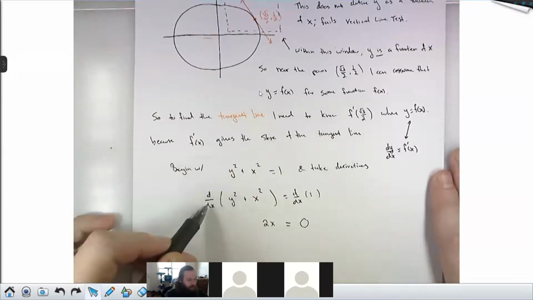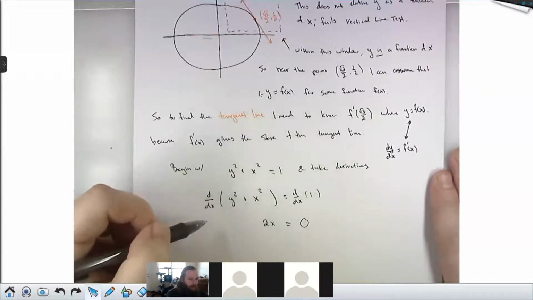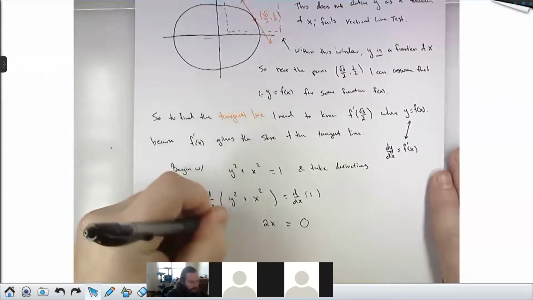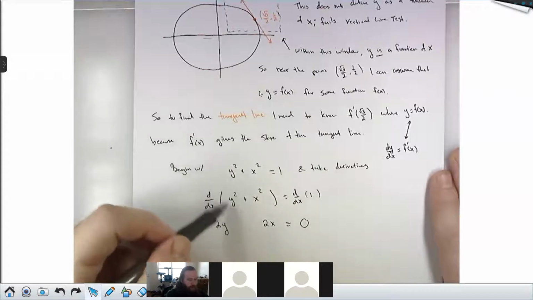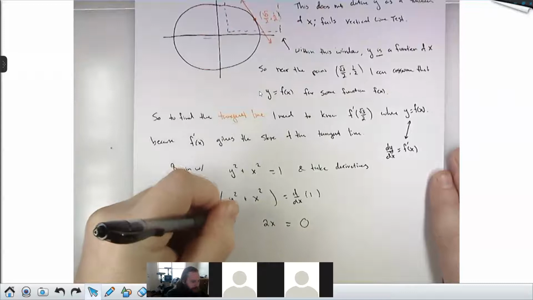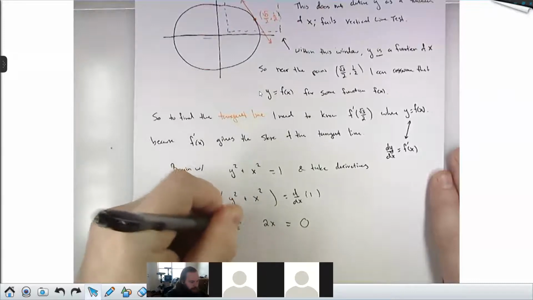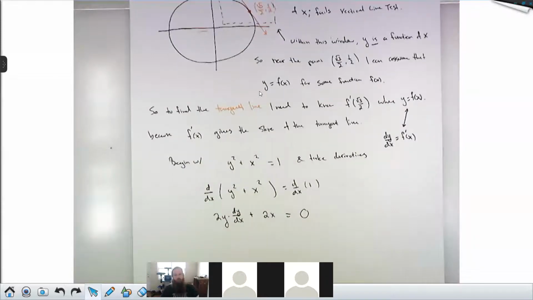The derivative d dx of y squared, well, if I was taking d dy of y squared, that would be 2y. But I'm not. I'm taking d dx of y squared with the understanding that y is really a function of x. So I need to multiply by the derivative of that inner function, which is dy dx. That's it. So this is what we get when we differentiate this.